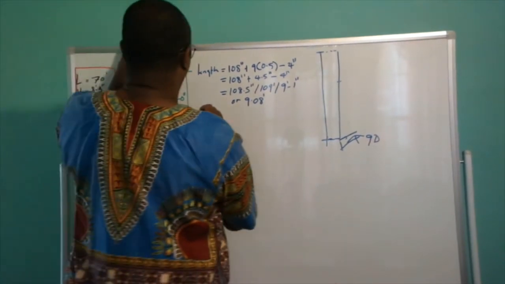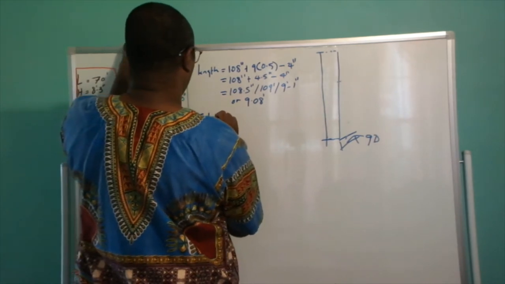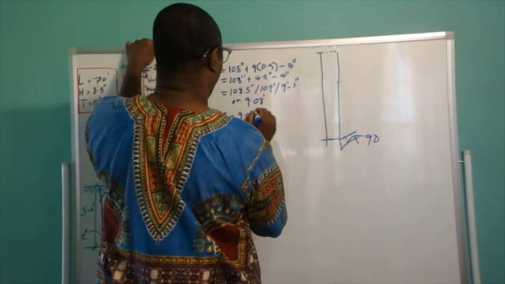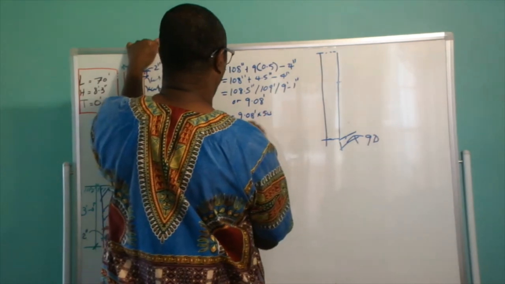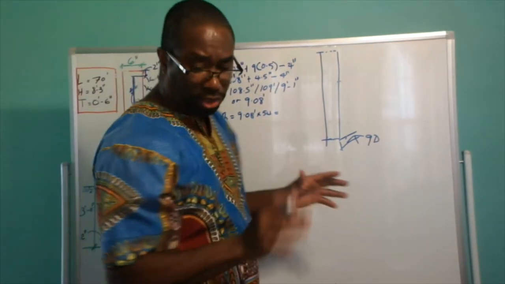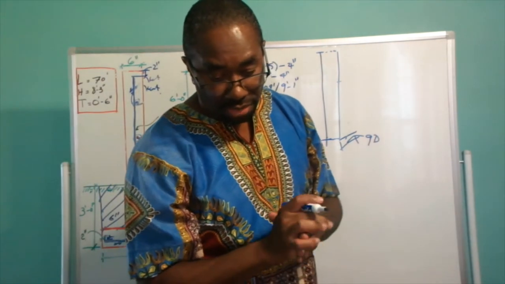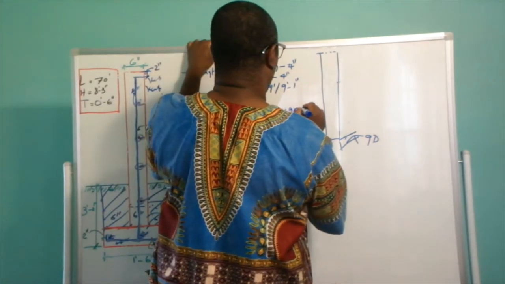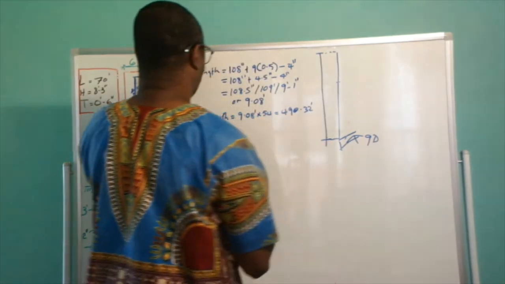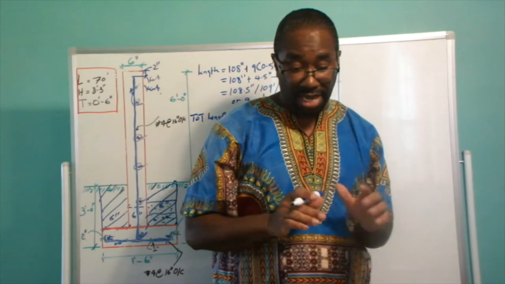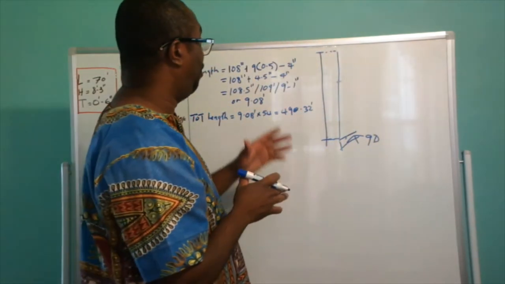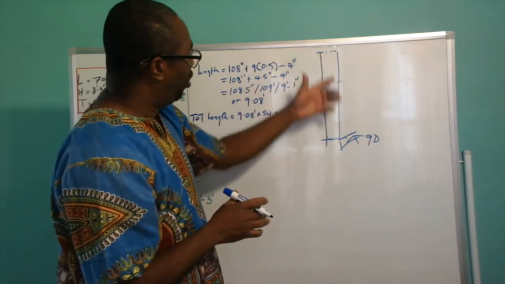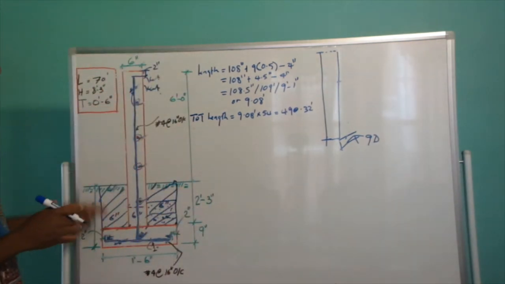So the total length is going to equal 9.08 feet multiplied by 54, and that works out to be 490.32 feet, right? So that 490.32 feet is the total amount of rebar length we're going to have for the vertical wall.